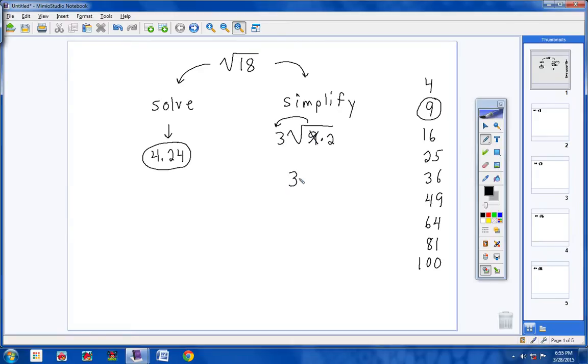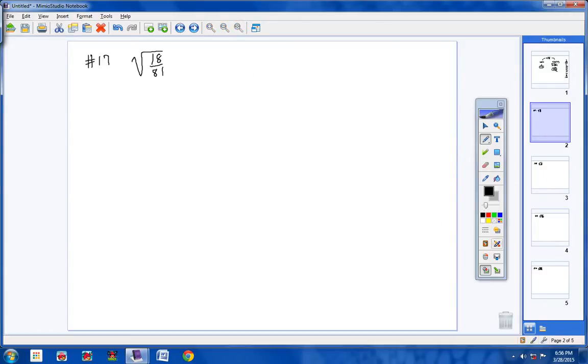So now you're left with 3 square root of 2. Now, sometimes you're done. Sometimes you're not done, okay? In this case, I know that I'm finished because there's no number over here that will go into my radicand evenly. So if I asked you to solve the square root of 18, you would do this. If I asked you to simplify it, you would get this. Now you need to know that as we get into today's work, okay? Alright, here we go. Let's take a look at number 17.